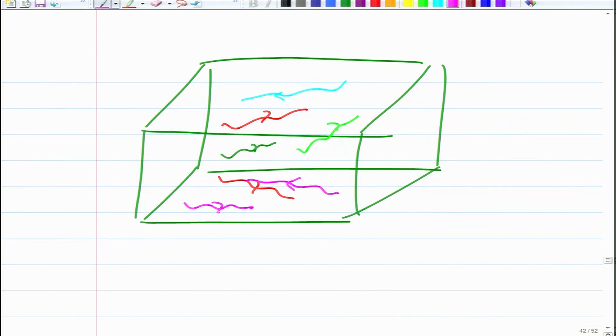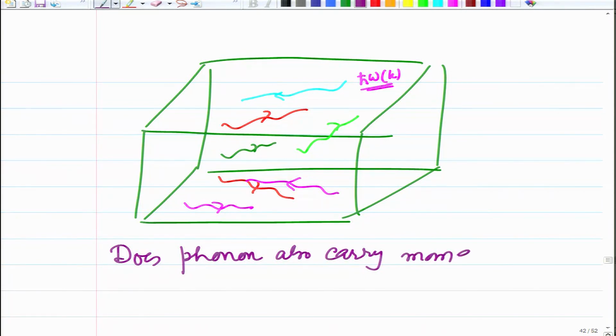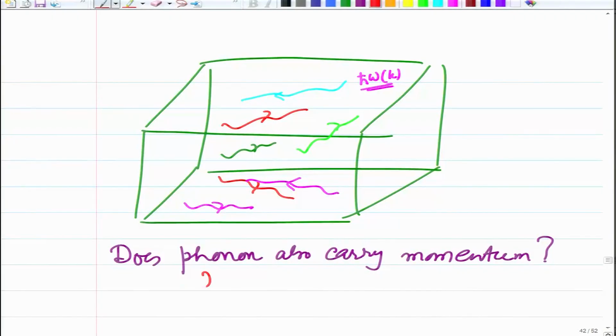It is filled with these phonons, and each phonon carries energy h cross omega k. Right, this is excited, and the question is, if it is a wave, does phonon also carry momentum? Because you have learnt in electromagnetic theory that a photon carries momentum also. Does phonon also carry momentum? And the answer is no.